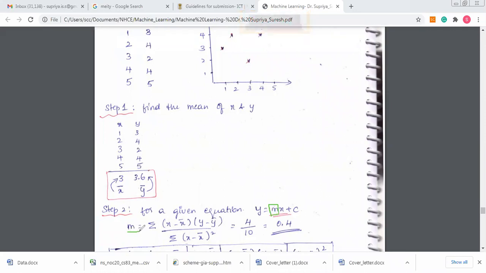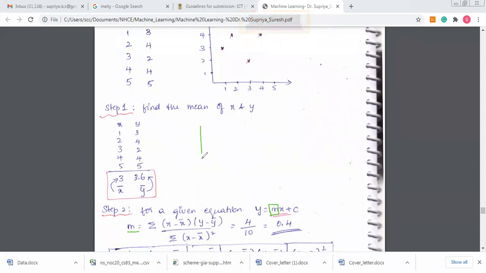summation of x minus of x bar into y minus of y bar divided by summation of x minus of x bar the whole square. I know the value of x, I know the mean of x, I know the value of y, I know the mean value of y, and I know the x minus of x bar the whole square. So now I have to calculate the slope value m. So can you calculate it? The x minus of x bar, the y minus of y bar. I want a tabular column.